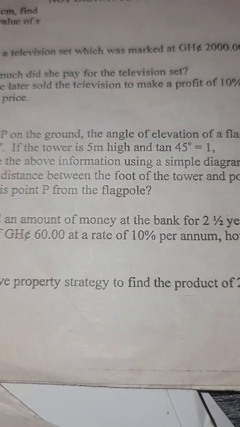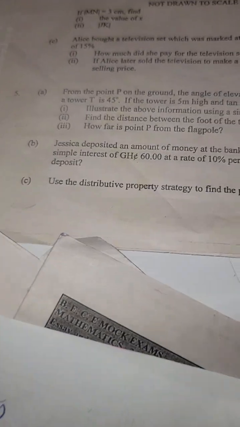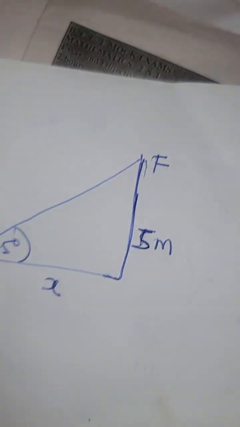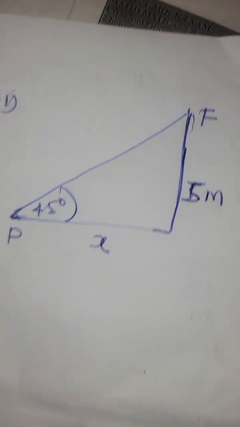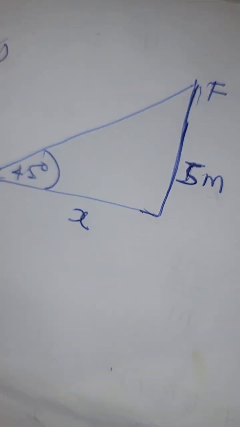The tower is 5 meters high and tan 45 is 1. Illustrate the above information using a simple diagram. That's a simple diagram to illustrate it. Find the distance between the foot of the tower and the point P.